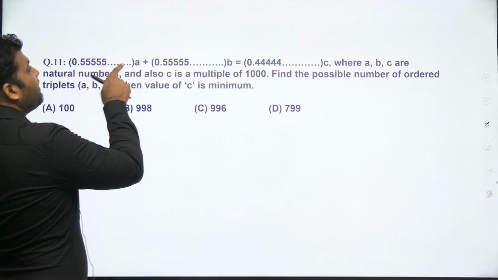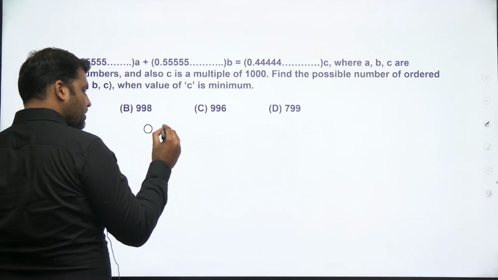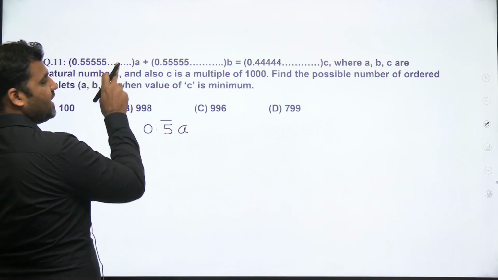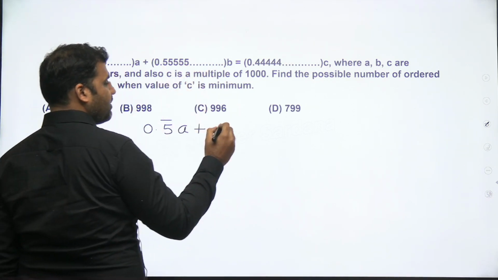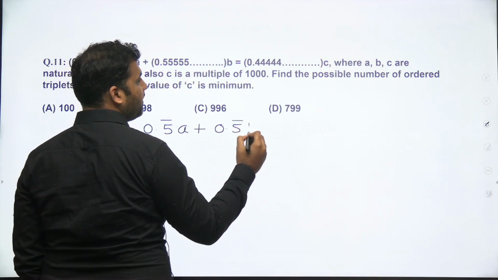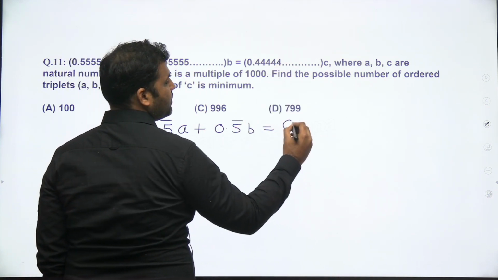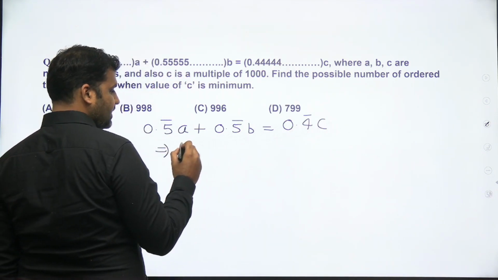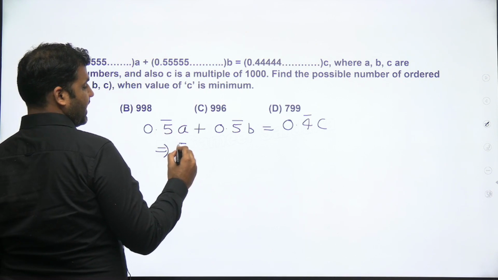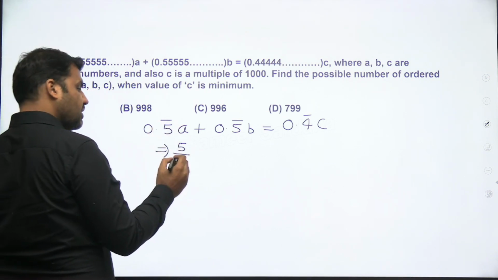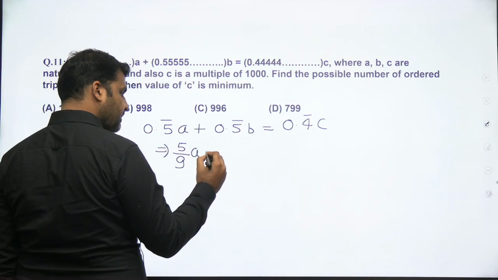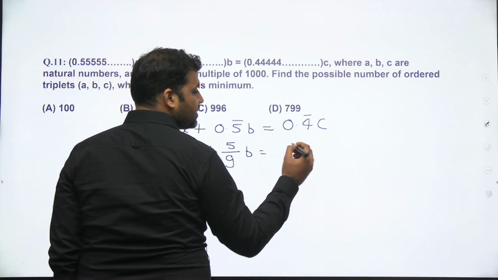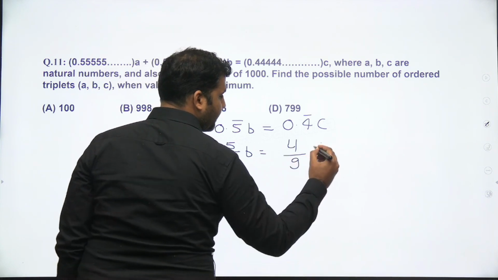See this 0.5558. So first of all, can I write down the first number as 0.5 bar a? Why bar on 5? Because एक ही digit repeat हो रहा है. Secondly, this number is 0.5 bar b is equal to, this is 0.4 bar C. Now you see that this number, right? We know how to convert the P upon Q form of this number. This is 5 upon 9A plus this is 5 upon 9B and this is 4 upon 9C.